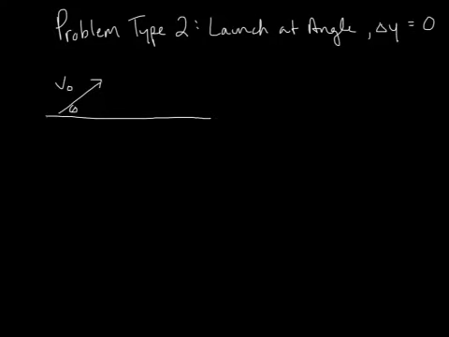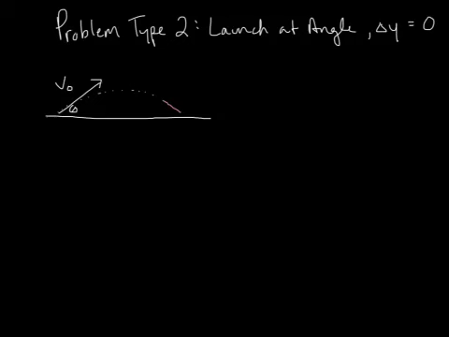So now we're ready to talk about problem type 2. And problem type 2 is when we launch the projectile at an angle, but delta y for the whole process equals 0. Another way to name that is a ground-to-ground problem. So if we see in the picture here, we have a ball or a projectile on the ground, and we shoot it up at some angle, or if it's a ball, maybe we kick it at some angle. And what it's going to do is follow a parabolic path and then come back down to the ground.